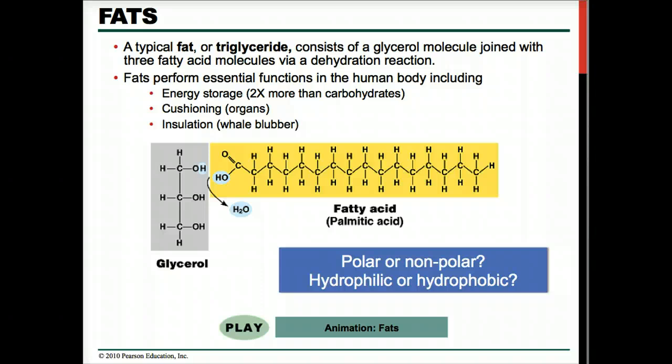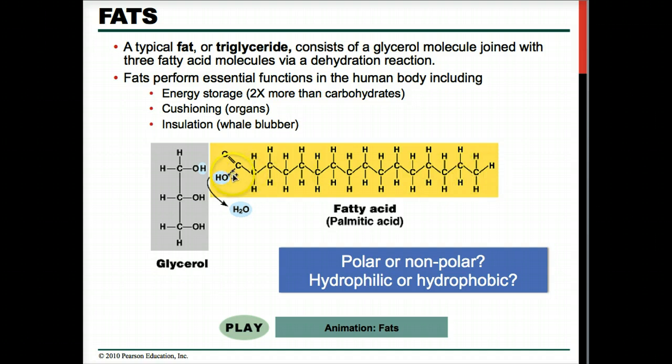So fats, right? What's a typical fat? So remember there's three different types. The first type of lipid is a fat. A typical fat, or what we call a triglyceride, so tri probably means it has three of something, right? Consists of, here's your glycerol molecule right here, and 3 fatty acids. So this particular diagram only shows the first fatty acid chain. In the next diagram, we'll look at all 3 of them.